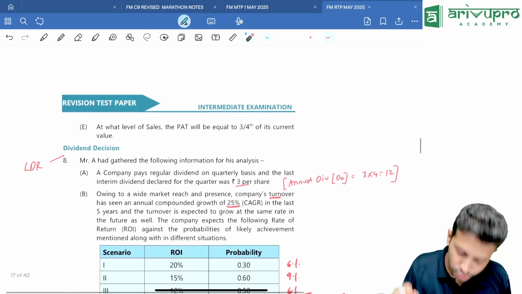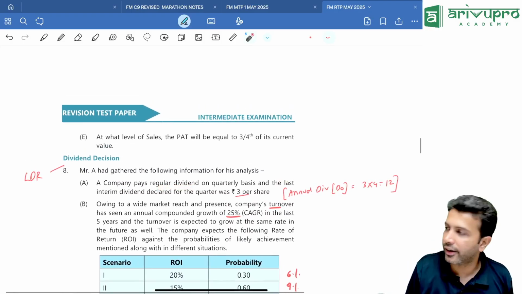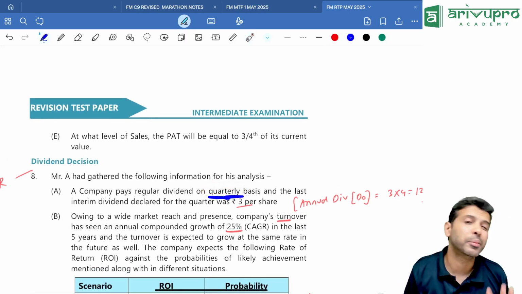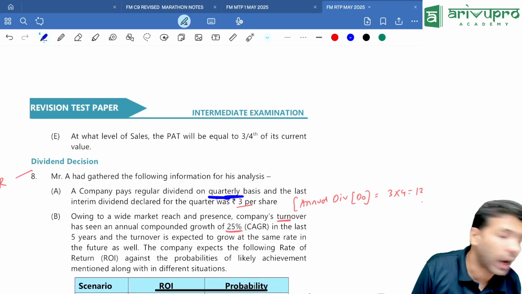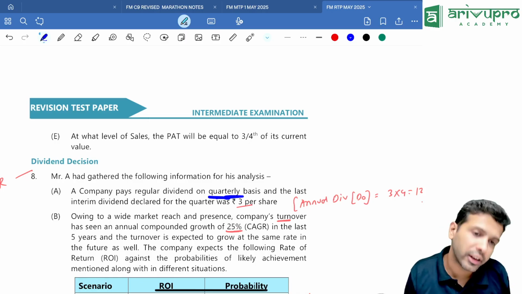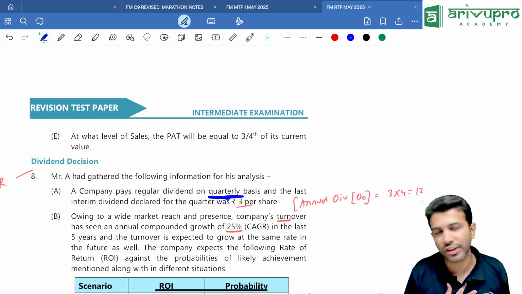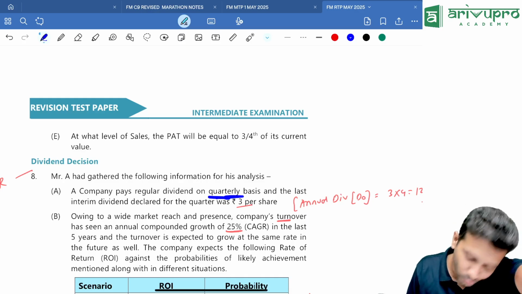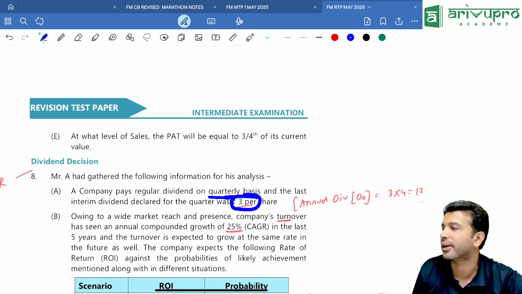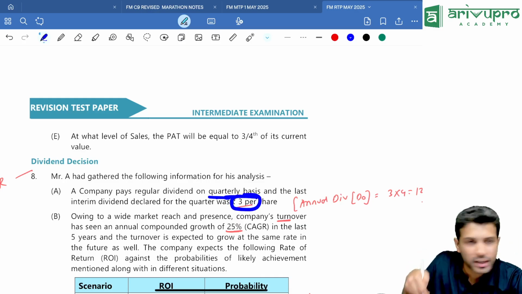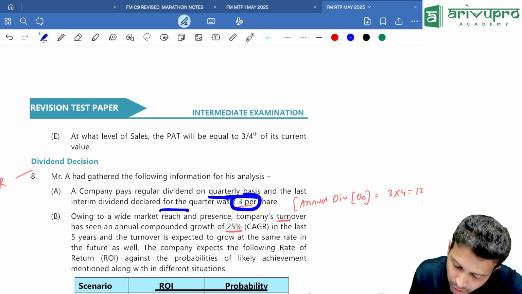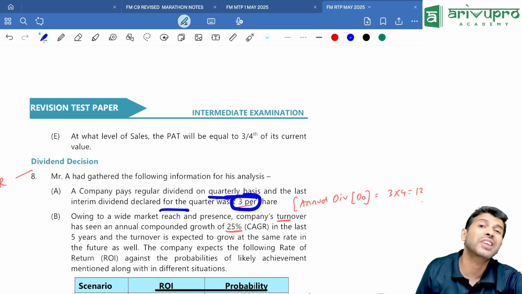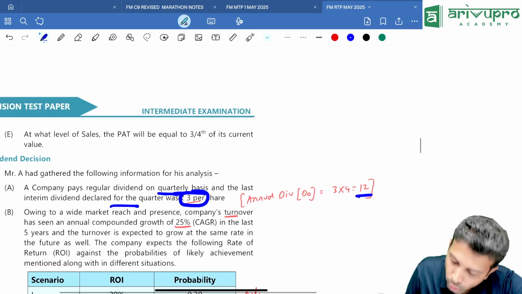Now let's see what we can use. Company is paying regular dividend. Okay, great. That is their problem again. But they are paying on what basis? Quarterly basis. Sir, when we say dividend in the formula, that is annual dividend. As far as my knowledge goes, as far as India is concerned, in 1 year there are 4 quarters. Every quarter, how much dividend are you paying? 3 rupees. You're paying the dividend on a quarterly basis. In a year, there are 4 quarters, means what is the annual dividend? 3 multiplied by 4, which is 12.